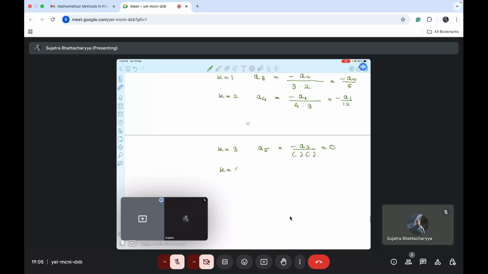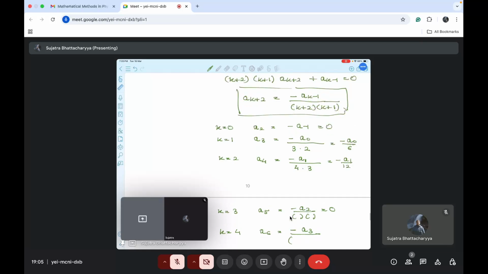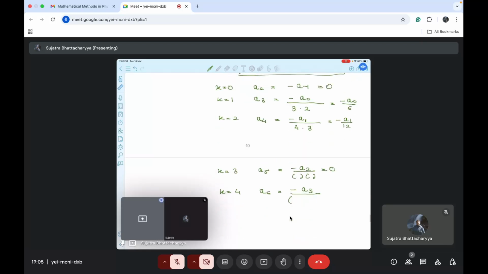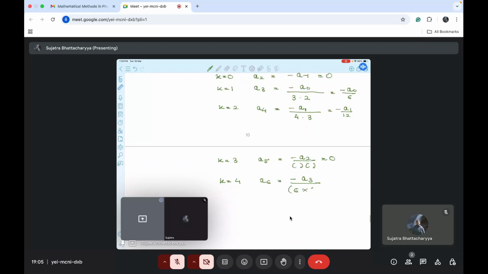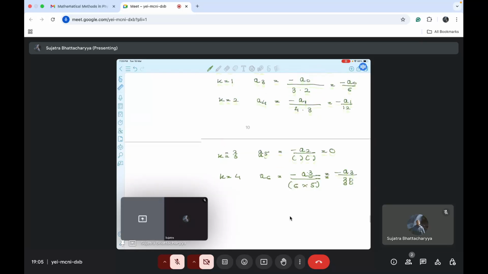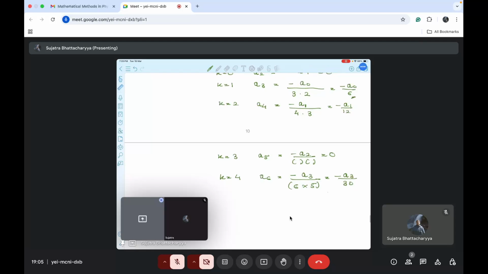K is equal to 4, a6 minus a4 minus 1, which is 3, divided by 4 plus 2, 6, 4 plus 1, 5. So 6 into 5. So it will be minus A3 by 30. Now what is A3? A naught by 6, right? Minus A naught by 3. So it will be A naught divided by 6 into 30.